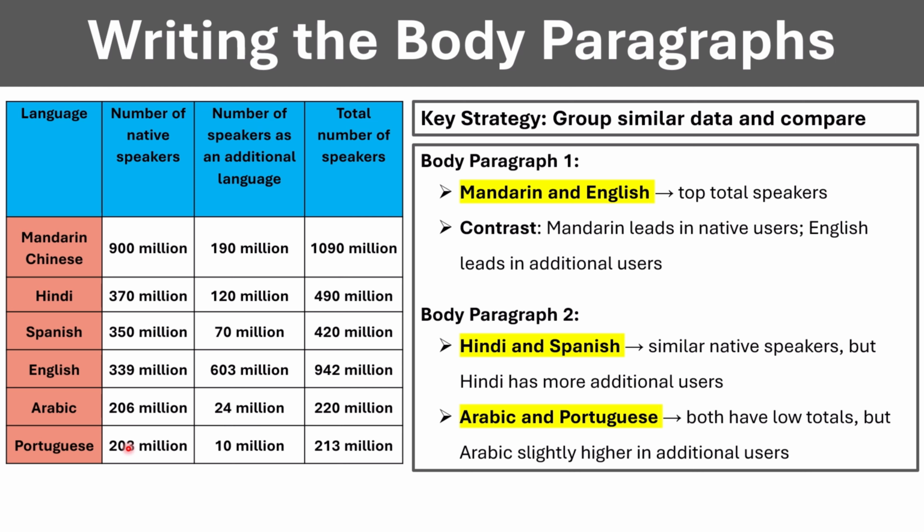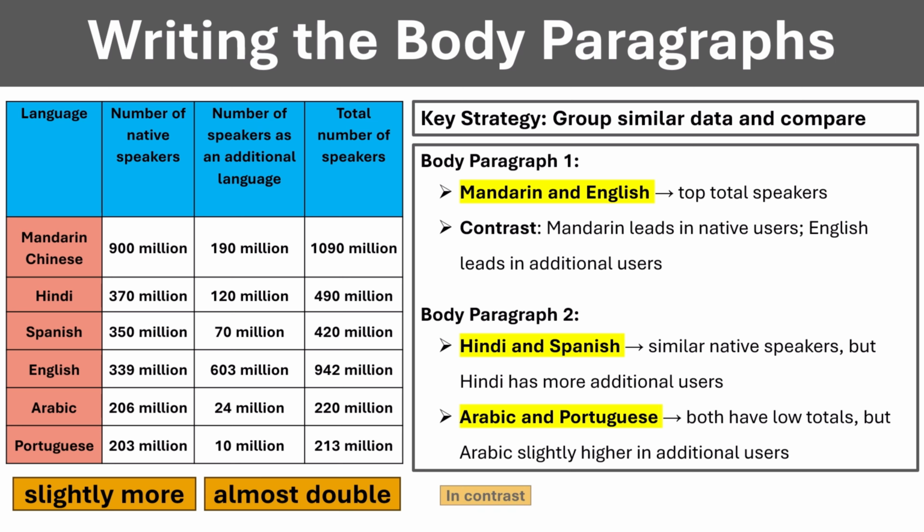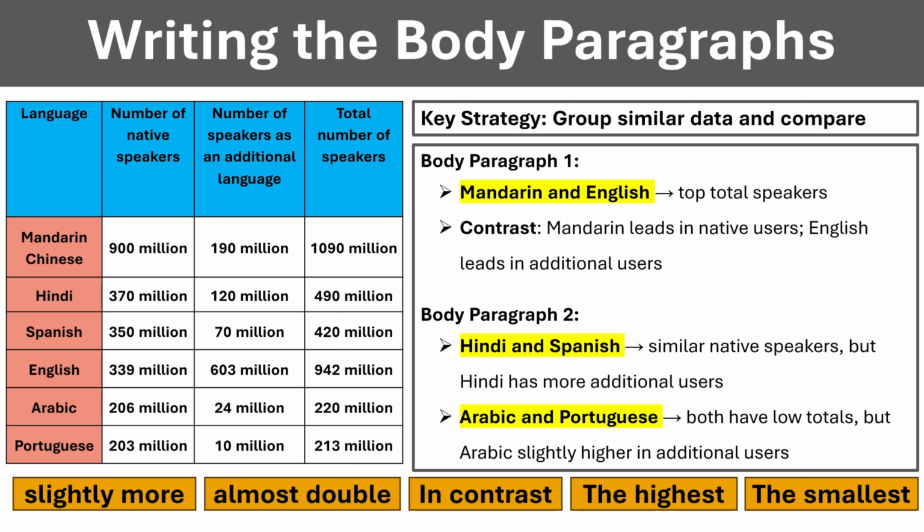Use comparative phrases like slightly more, almost double, or in contrast to make your comparisons clearer and more effective. And don't forget to use superlatives when appropriate, such as the highest number of speakers or the smallest total. These grammar choices help show your range and accuracy, which are key IELTS scoring criteria.